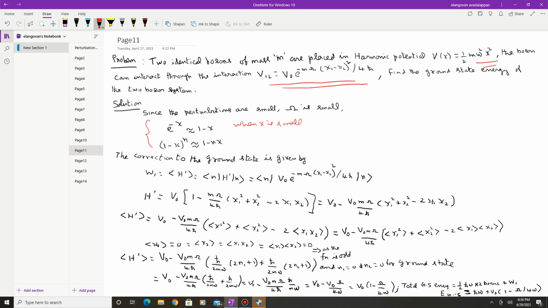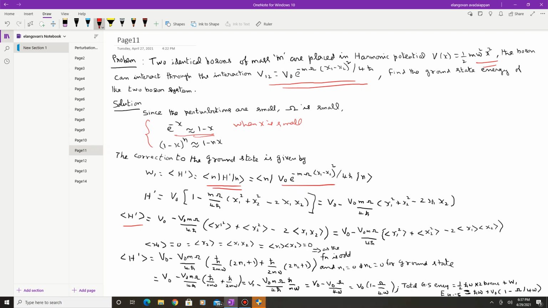Now the correction to the energy term, which is H prime. So this is the correction to the expression, and H prime is given from the Coulomb: V0 e^(-mω(x1-x2)²/4ħ). This is given, and so the H prime alone may be expanded in series because e^(-x) is small. Using this one, you expand in series up to the first power. So this will be V0 into (1 - V0 mω/4ħ) and this expression.